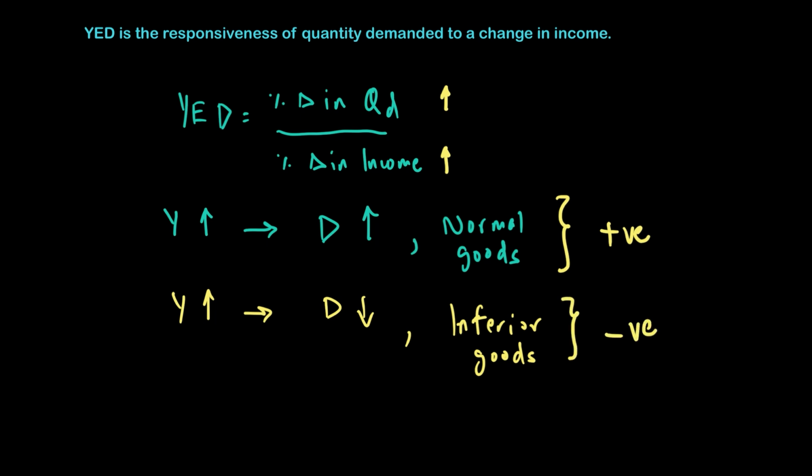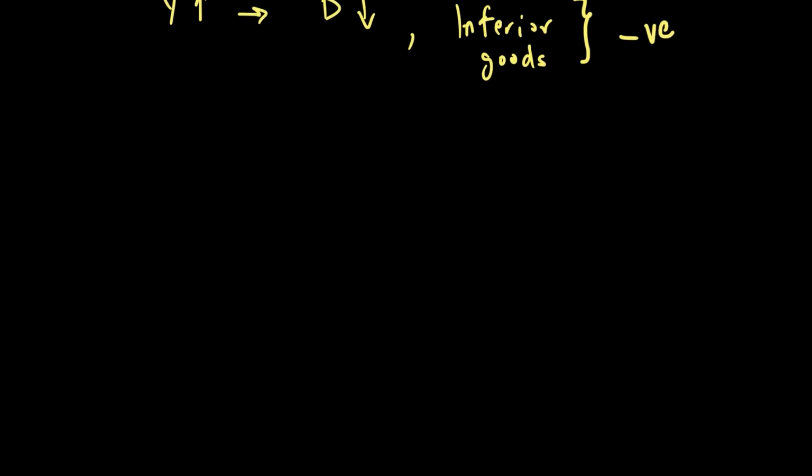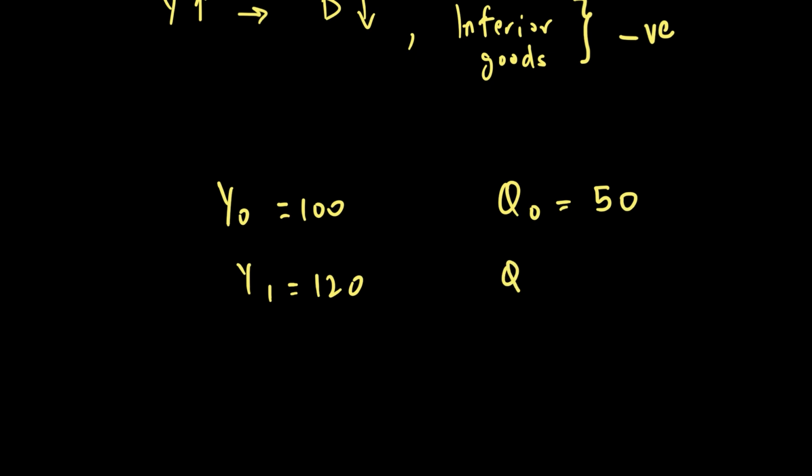So let's look at some examples, and let's just focus first only on normal goods. So let me give you some numbers. Let's say your income previously was 100 and now your income has gone up to 120. On the other hand, the quantity of a good that you're buying previously was 50, but now because of a rise in income has gone to 100.